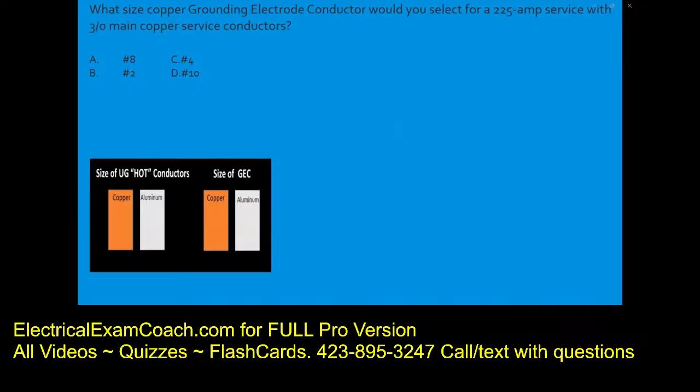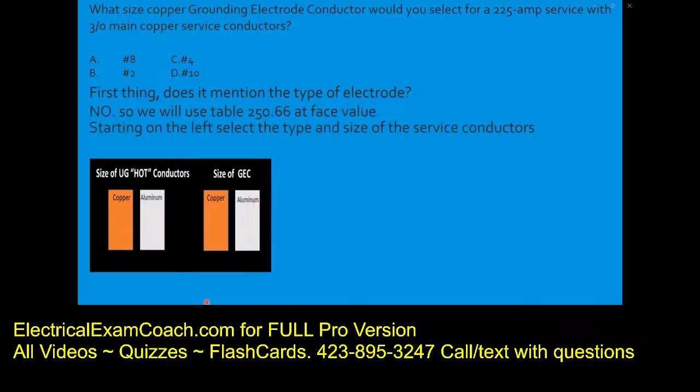What size copper grounding electrode conductor would you select for a 225 amp service with 3-aught main copper service conductors? So the first thing, does it mention the type of electrode? No, so we're going to use Table 250.66 at face value. So starting on the left-hand side, being careful to reread our question, in this case we're going to start on the copper side. Then when we go to make our GEC selection, we're going to slide over to the right. We're going to look at our question again, and we're going to select from the copper side over here as well. And in this case, we're going to find that we would be required to have a number 4, and we would select C. Great job.